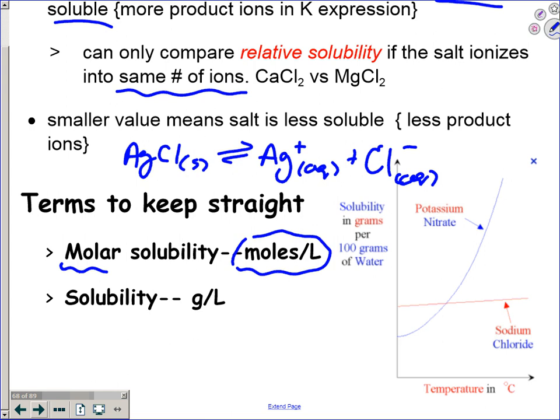Are you okay? Okay. So write the KSP expression for that example on the board. Make sure you know what you're doing here. Yeah, for the silver chloride.